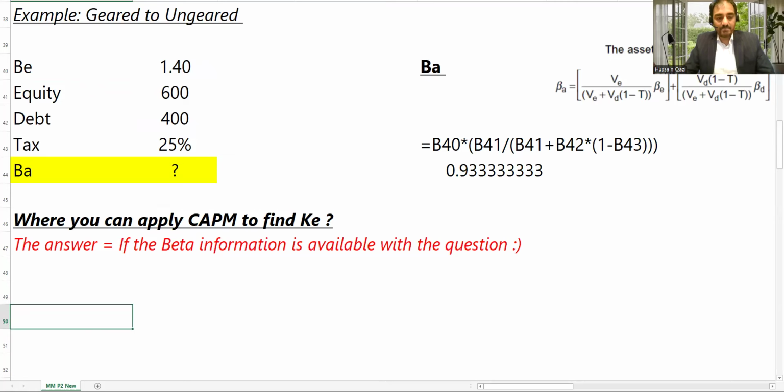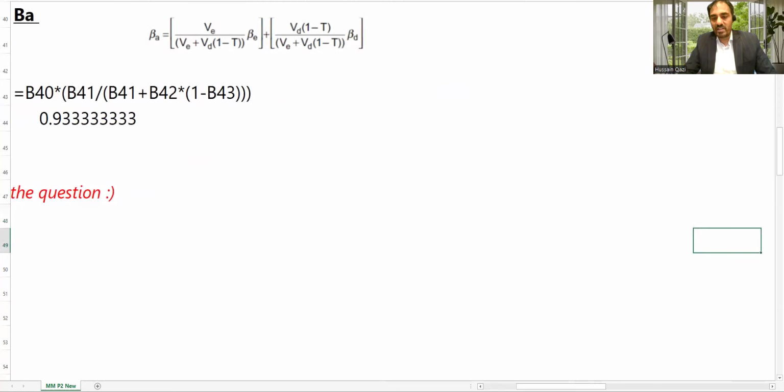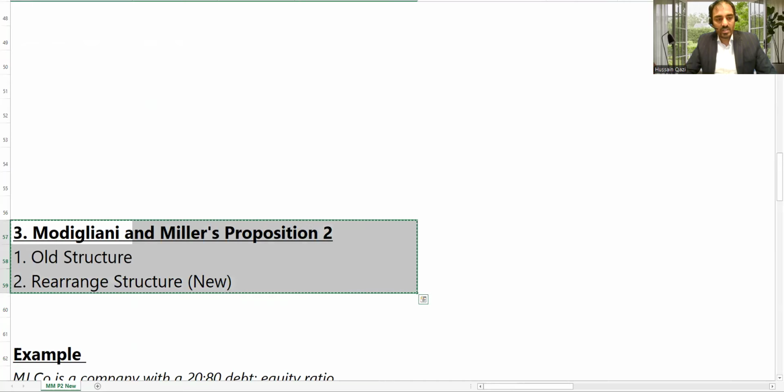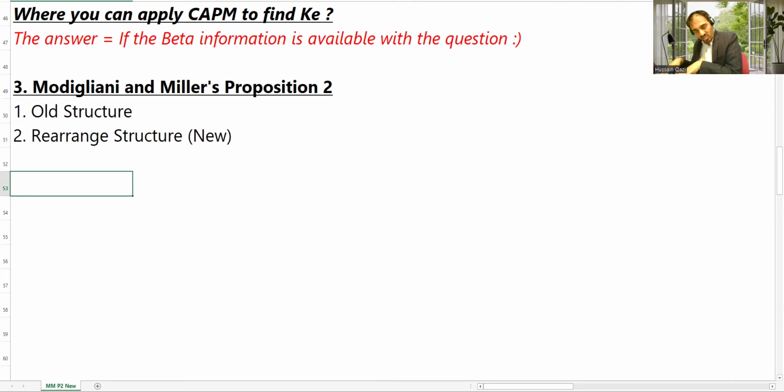But the third one is about Modigliani-Miller Proposition 2. Yes, this is the third point. Let's start: Modigliani-Miller Proposition 2 for the calculation of KE. We will work out an example with the old structure and the new rearranged structure. And mark my word, you have to use the new rearranged structure.